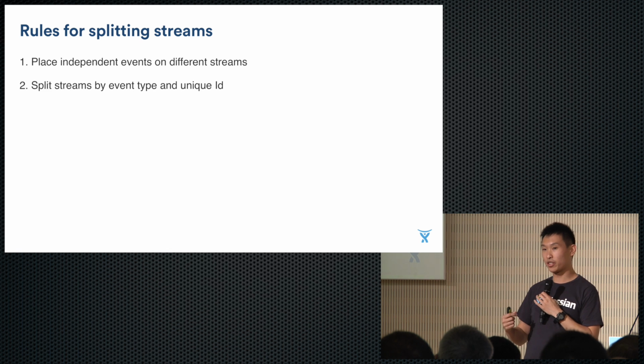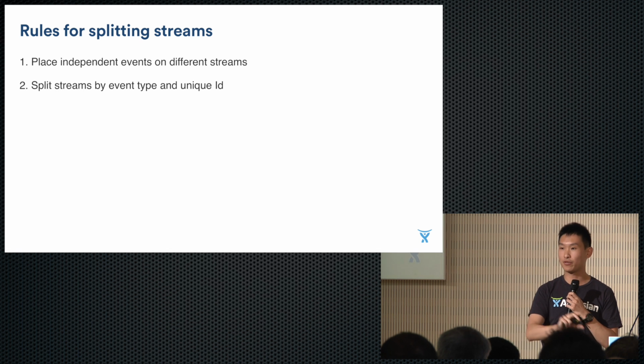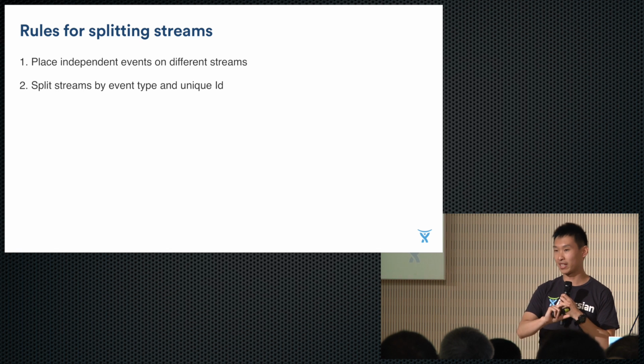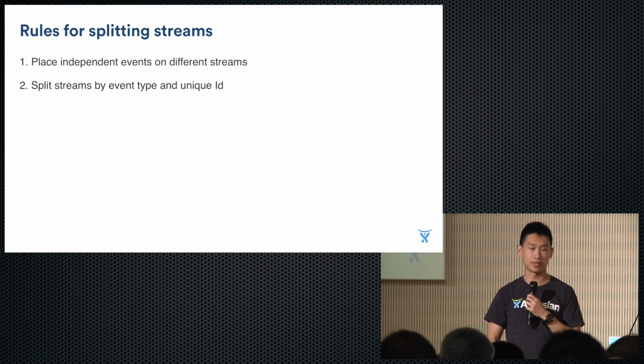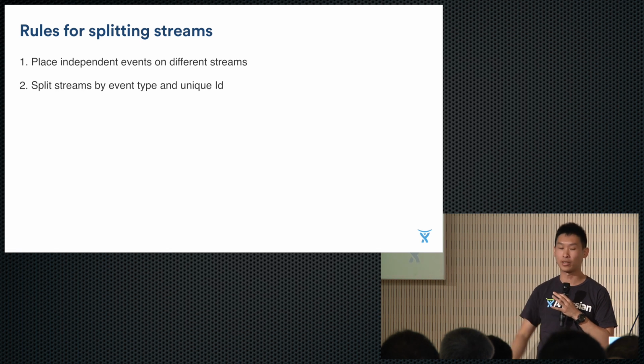There are a couple of ways you can distribute these events. One by event type, so you might have user events versus group events, for example. And also by unique ID, so you might have a per user event stream, keyed by user ID, for example. So that's the way you can fan out your events quite nicely.